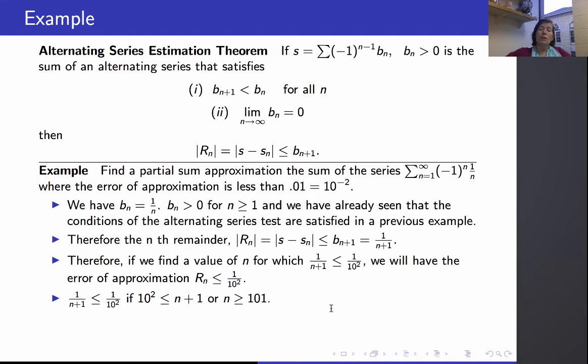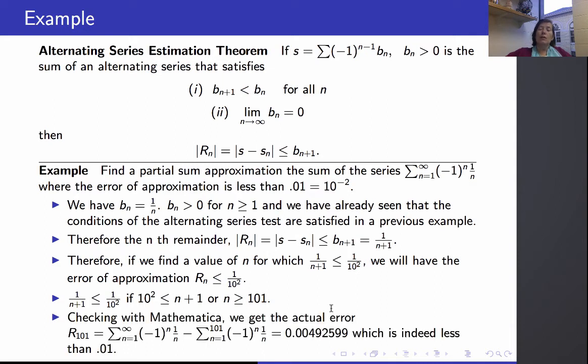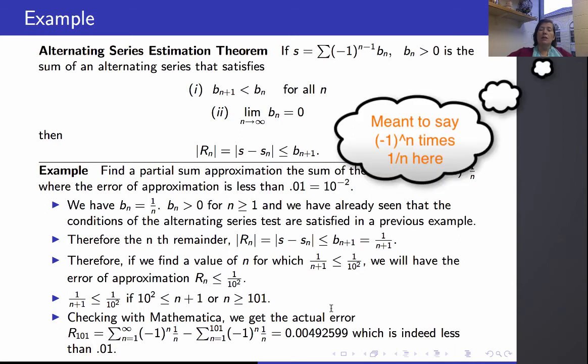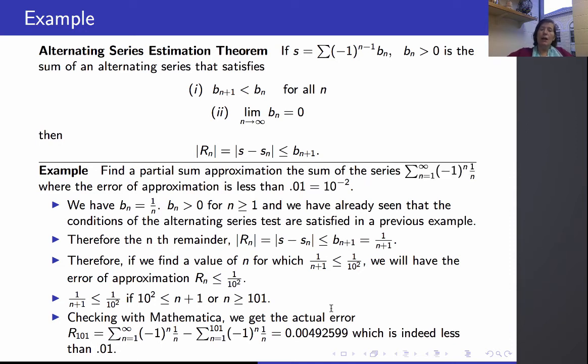So I'm going to solve for an n where 1 over n plus 1 is less than or equal to 1 over 10 squared. And of course this happens if 10 squared is less than or equal to n plus 1, using cross multiplication, or if n is bigger than or equal to 101. This is going to happen. To estimate the sum of this series with an error less than or equal to 10 to the minus 2, I sum the first 101 terms of the series. That is, I take the sum from 1 to 101 of minus 1 to the n over 1 over n, the 101th partial sum. And then I know that the absolute value of the remainder is less than or equal to 1 over 10 squared.